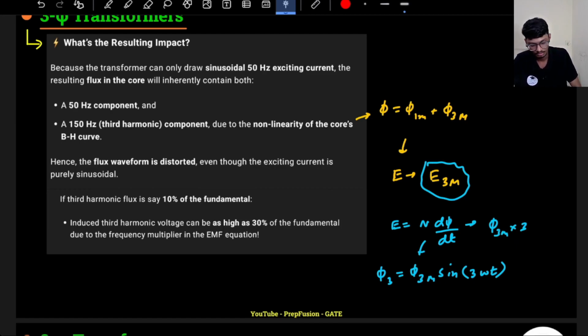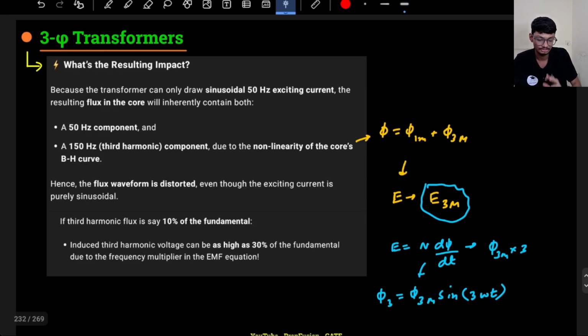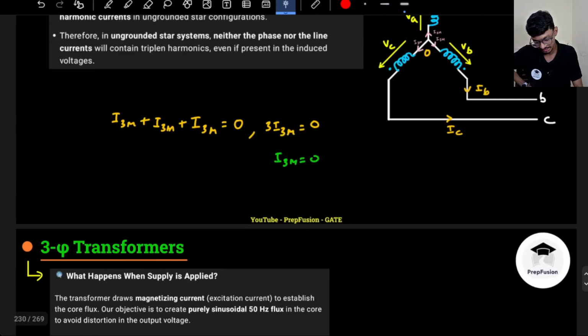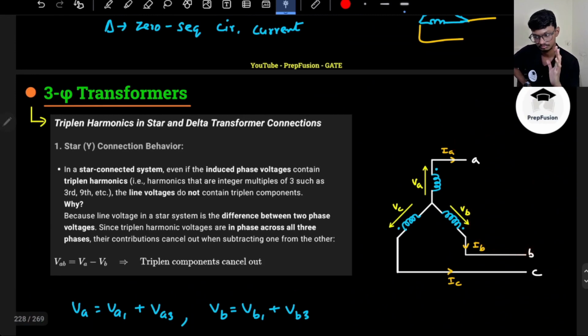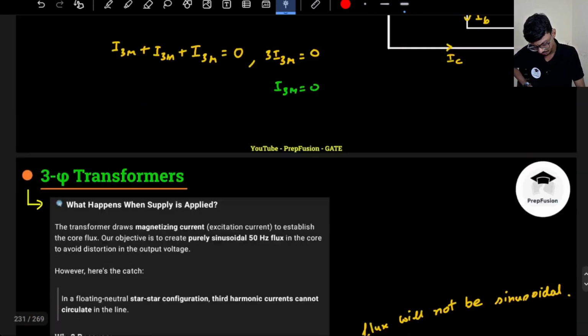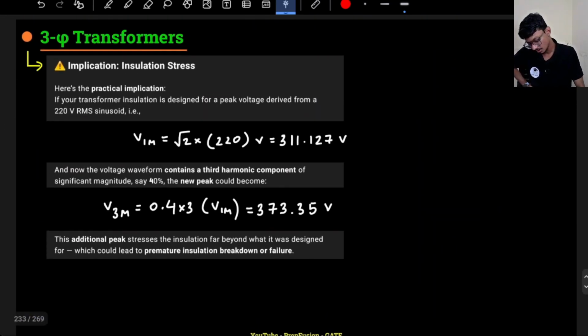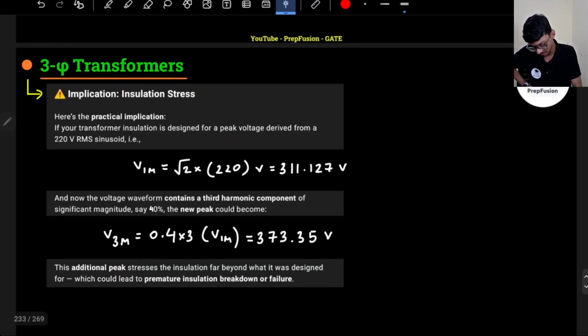What is the problem here? The problem is not that there will be a third harmonic component in the line. We discussed that in the line voltage there will not be any third harmonic component, so the load will not feel any third harmonic components. That is sorted. The problem is this case. Let's assume a case where my voltage here is V1m, the peak value of the fundamental component, which is root 2 times 220 volts.